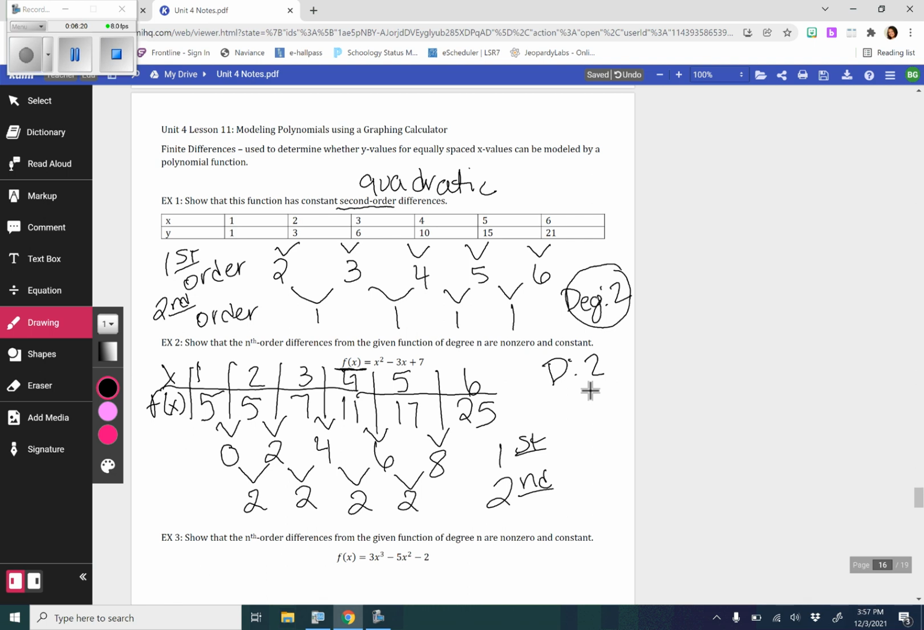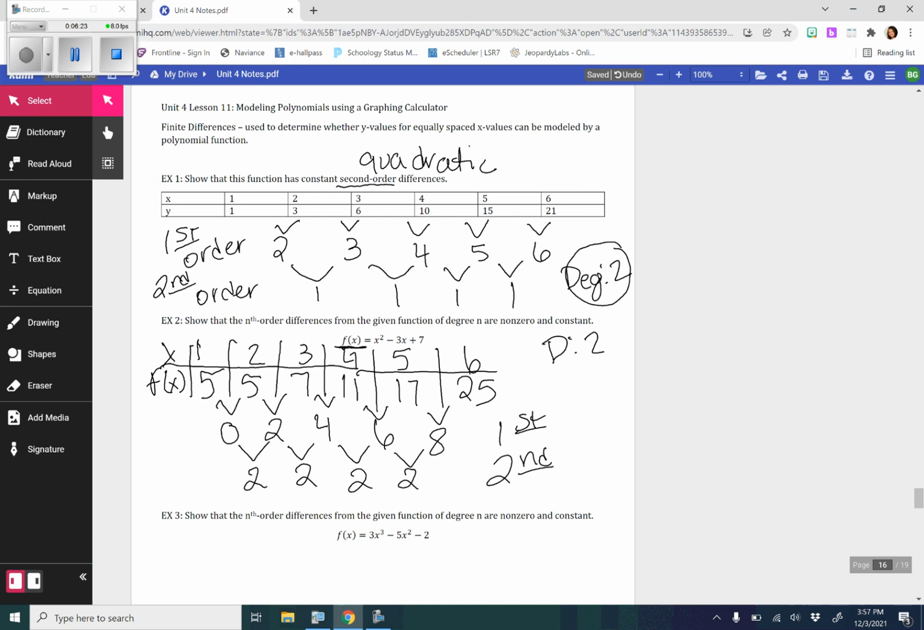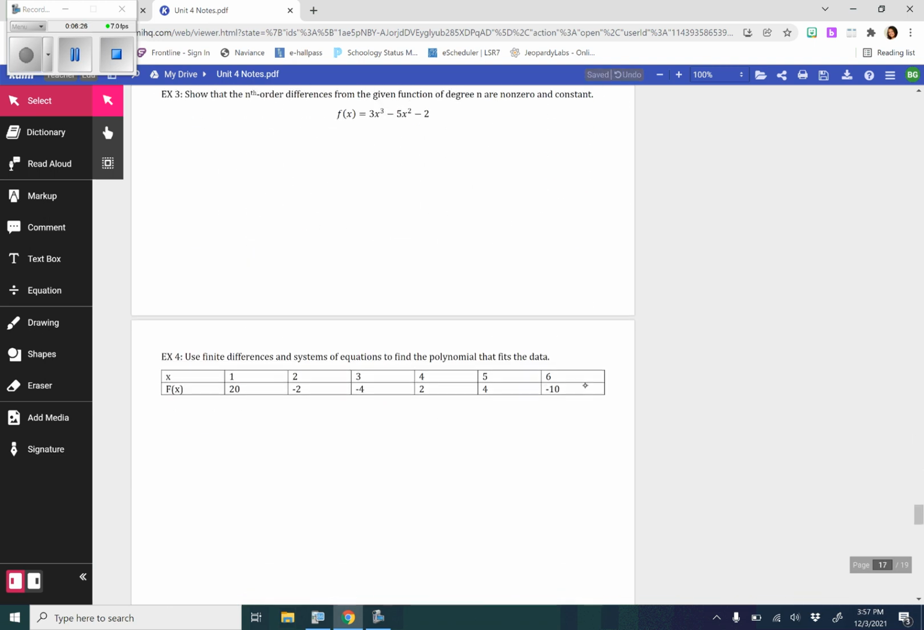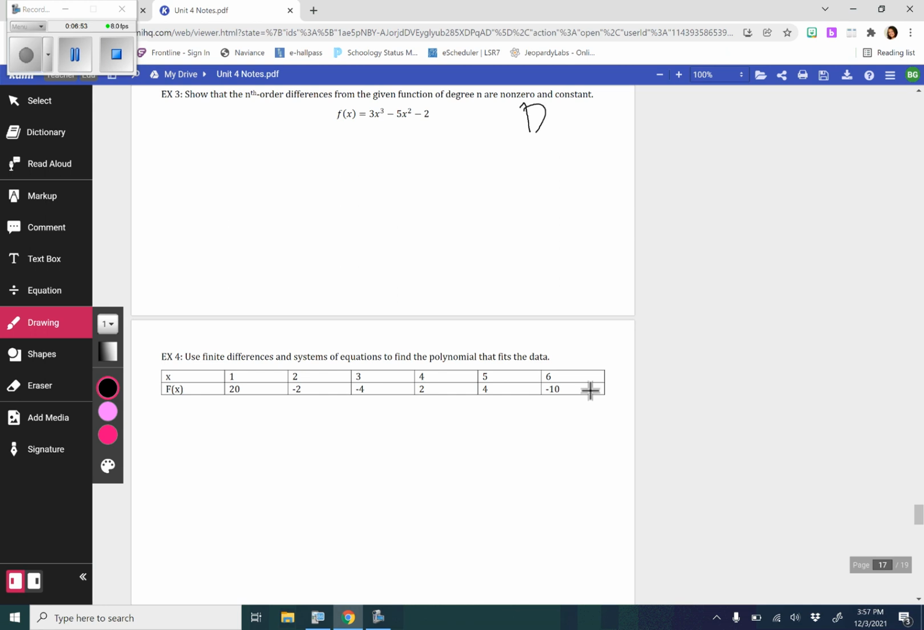Okay, so now we have this next example. And actually what I would like you guys to do is go ahead and pause the video and try example 3 on your own. So go ahead and do that. Okay, let's see what you got. So notice on our polynomial, the degree. Because we are in standard form, which I forgot to talk about in our example 2, our degree is the highest exponent. So here, our degree is 3. So since our degree is 3, we should get a third order difference. If not, we did not do this correctly.